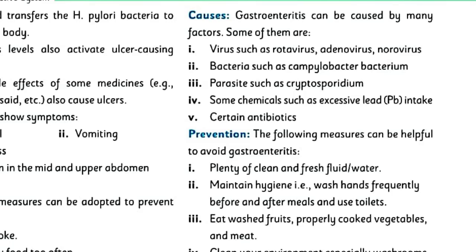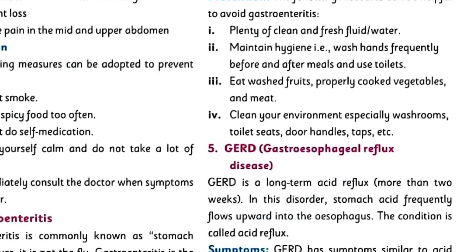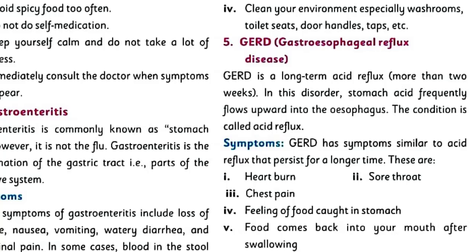Prevention. The following measures can be helpful to avoid gastroenteritis. 1. Plenty of clean and fresh fluid water. 2. Maintain hygiene, i.e., wash hands frequently before and after meals and use toilets. 3. Eat washed fruits, properly cooked vegetables, and meat. 4. Clean your environment, especially washrooms, toilet seats, door handles, taps, etc.